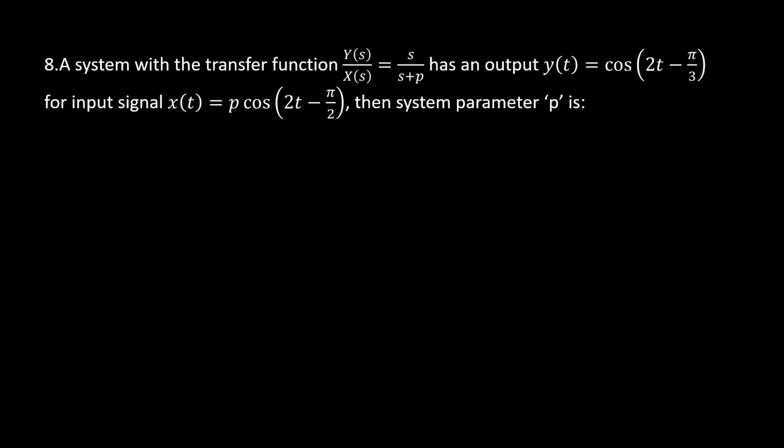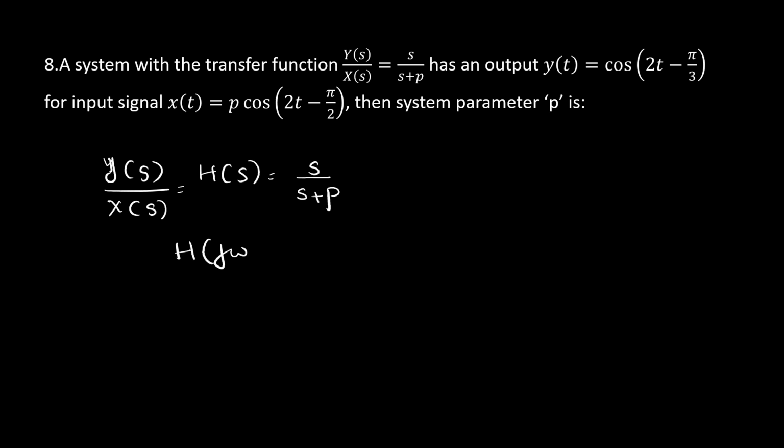In the given question, the transfer function is given. Input and output are also given in terms of p. Then we have to find the system parameter p. Okay, now let's first write the transfer function, that is Y(s)/X(s). Let's denote it as H(s) equal to s/(s+p). Now we'll convert it into the frequency domain, that is replace s by jω. That is equal to jω/(jω+p).